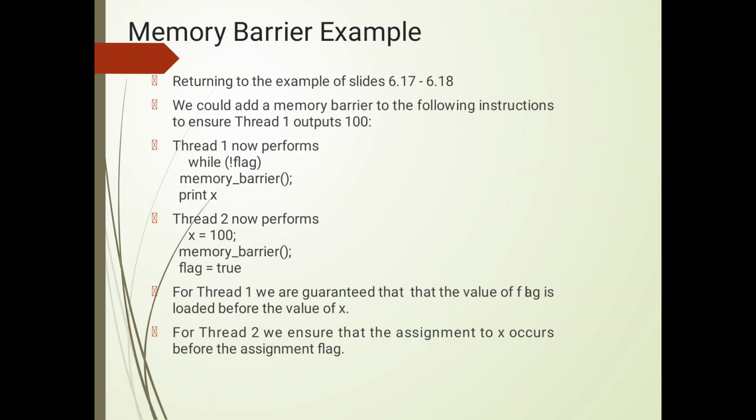So for the example, returning to the example on the slides, here we would add a memory barrier to the following instructions to ensure thread 1 outputs 100. Thread 1 now performs the memory barrier. Thread 2 now performs the memory barrier with the flag value being true. For thread 1, we are guaranteed that the value of the flag is loaded before the value of x. For thread 2, we ensure that the assignment to x occurs before the assignment to flag.